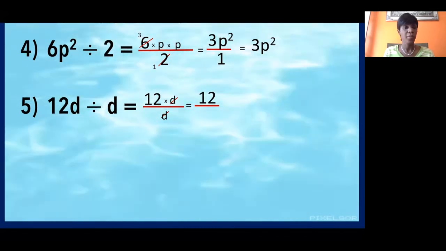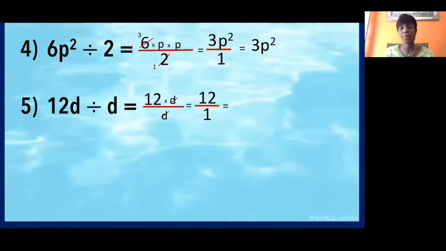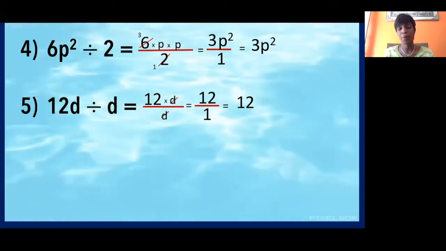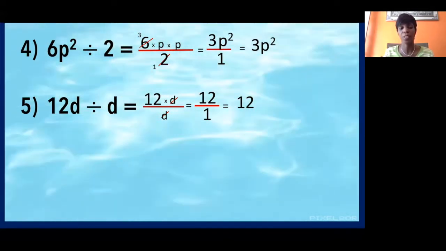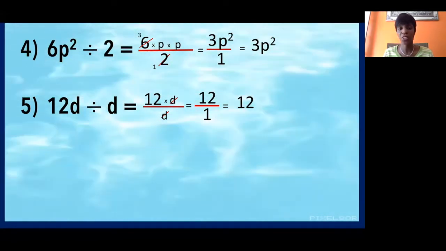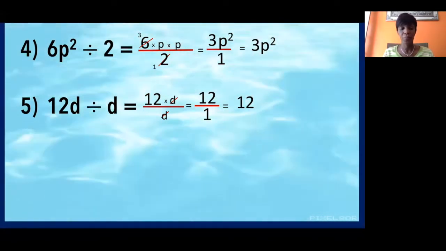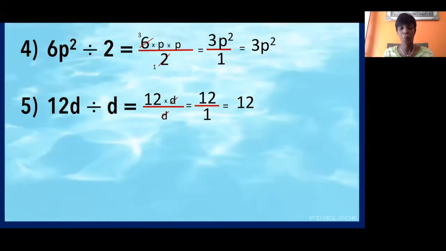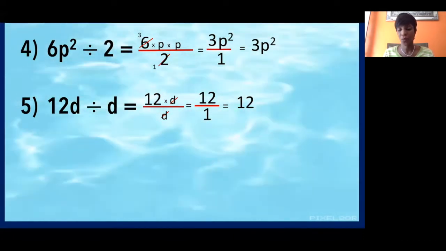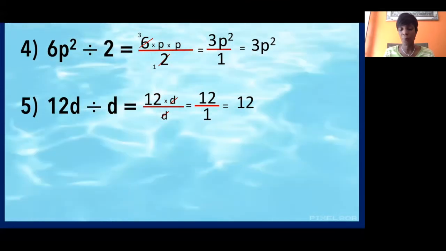And what goes to the bottom? D goes into D how many times? 1. So we're going to have 12 over 1, which is the same as saying 12. Any number over 1 is the number itself, a whole number. So the whole number is going to be 12. Let me explain that before we go on to number 6. 12D divided by D: we set up our fraction, 12 times D over D, because we have 1 D at the bottom and 12 times D at the top, and we cancel out D with D. After we cancel out our D's, we end up with 12 over 1, which is the same as saying 12. Let's move on to question number 6.